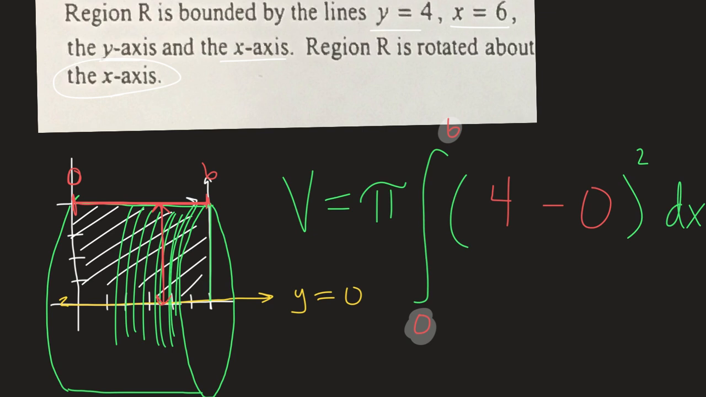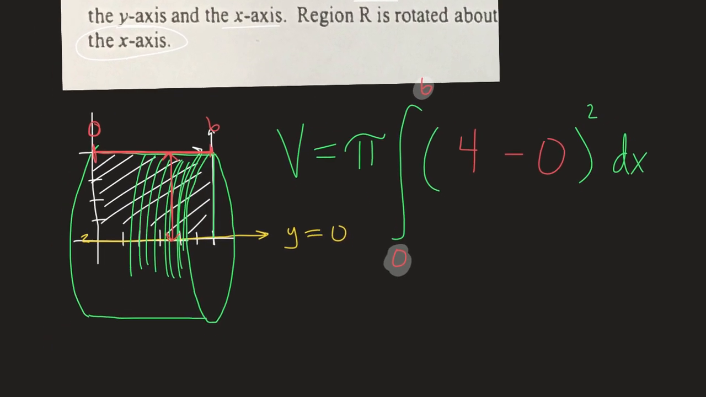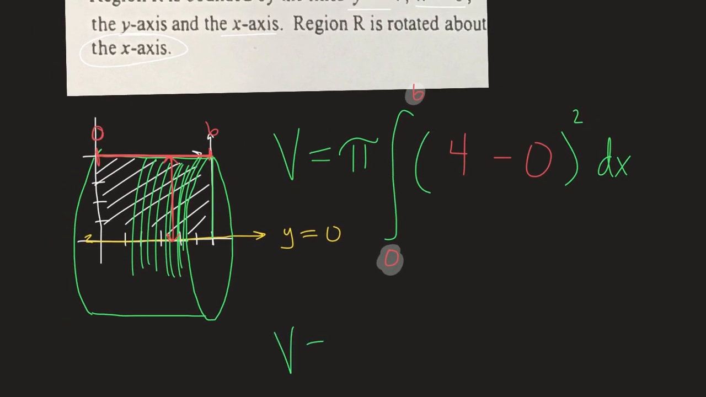Now it's pretty basic for this one, but as we continue with these problems, it will become less basic. But the idea is still the same. So the volume of this cylinder is pi times the integral from 0 to 6 of 4 squared, and of course, 4 squared is 16, dx.